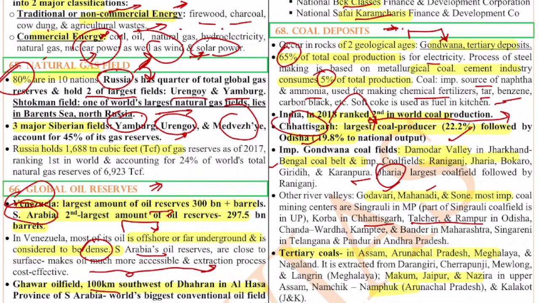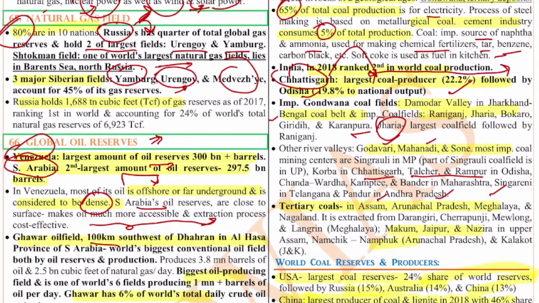Then tertiary coal is there in Assam, Arunachal, Meghalaya. That means to the northeast, we will find these tertiary coal fields. It is extracted from Darrangiri, Cherrapunji in Meghalaya, Mawlong and Langrin also in Meghalaya, Makum, Jaipur and Nazira in Upper Assam. Remember Makum, Jaipur and Nazira in Upper Assam, Namphuk in Arunachal Pradesh, and Kalakot in Jammu and Kashmir.